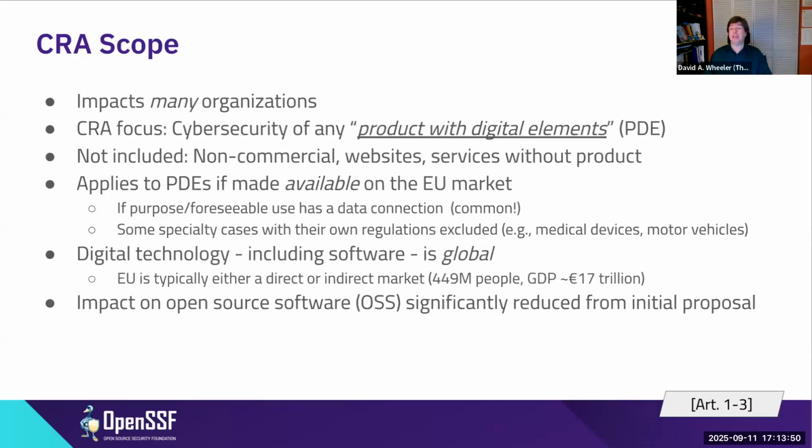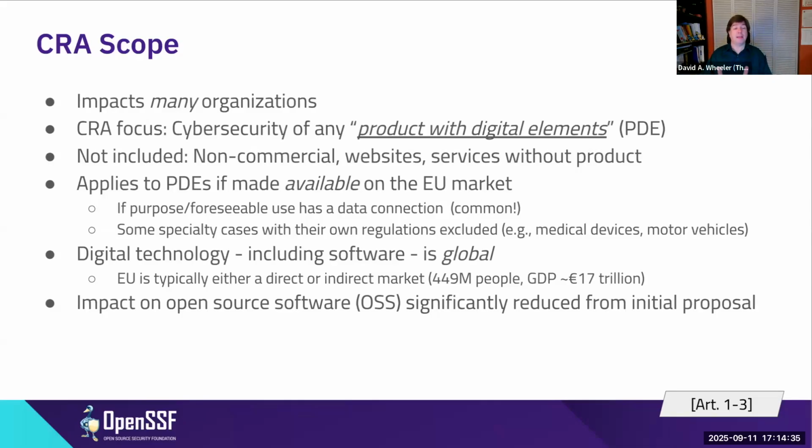The CRA scope is incredibly broad, and that's one of the main reasons why it's important. This is not a guidance document. This is a law. It applies to anything released on the EU market, well, almost anything, and it impacts many, many organizations because of cybersecurity of any product with digital elements. Now, it does have some exclusions. If it's non-commercial, as the CRA defines it, it's not included. Pure websites, not included. If it's only a service and there's no attached product, it's not included. However, there are services that are included, because if there's a service with a particular product, that service is actually considered part of the product.